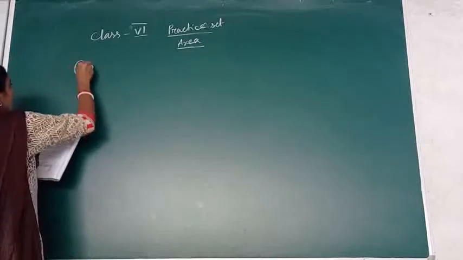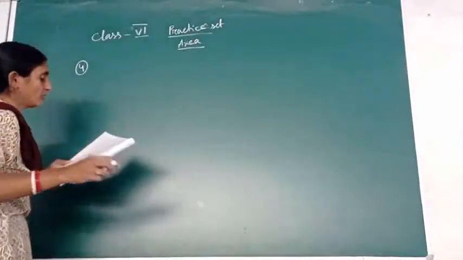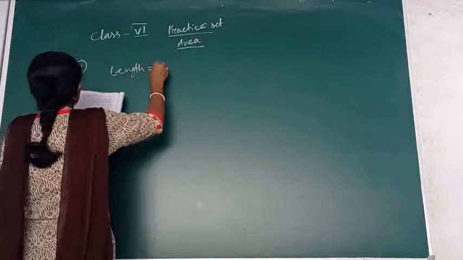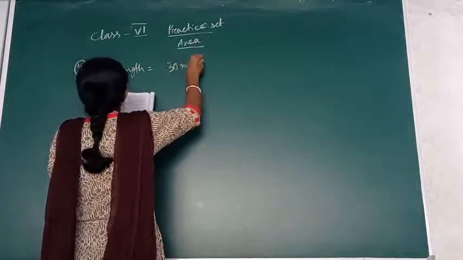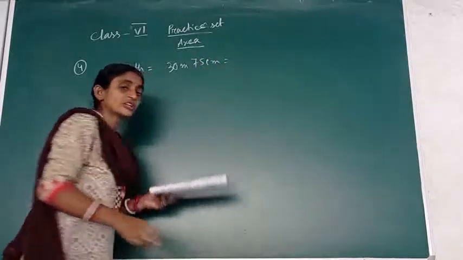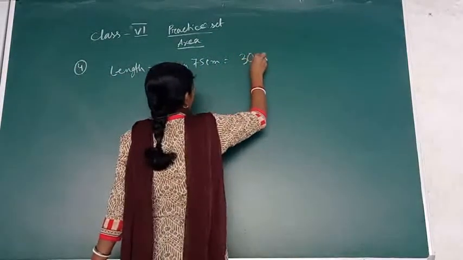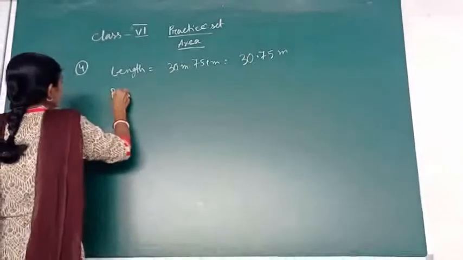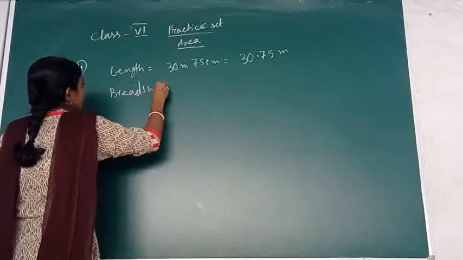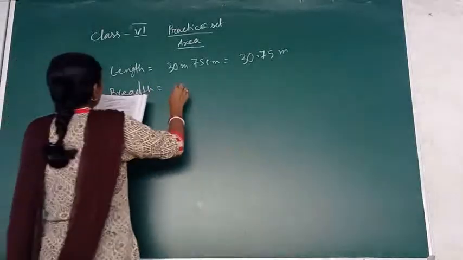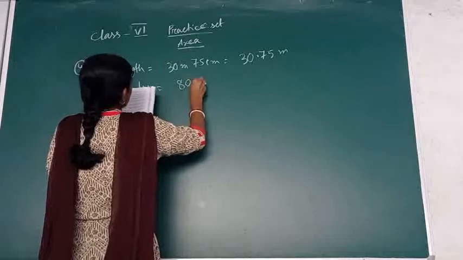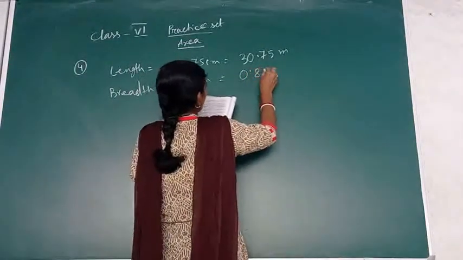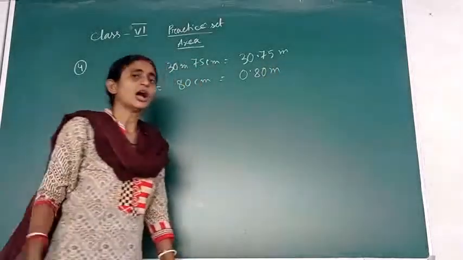Here I have taken by the numerical arrangement, it is given number 4. So length of the carpet. Here the length is given 30 meter and 75 centimeter, which we can write as 30.75 meter. Yes, and breadth of this one, breadth equal to, here it is given 80 centimeter. Yes, so that means what? 80 centimeter means we can write 0.80 meter. How I am doing these things?